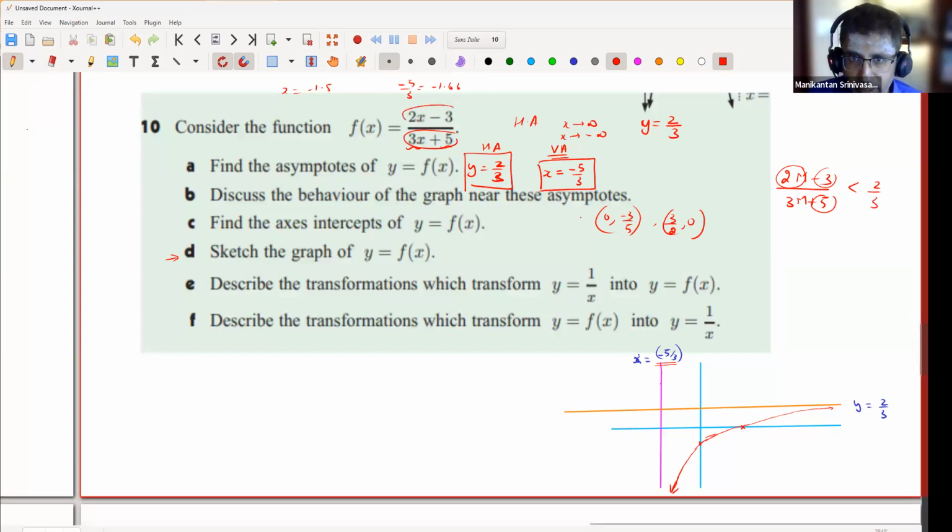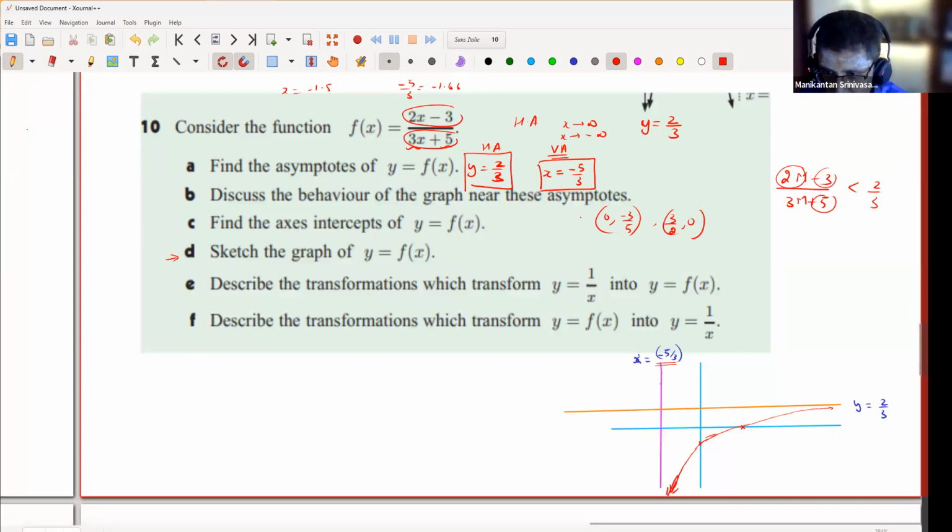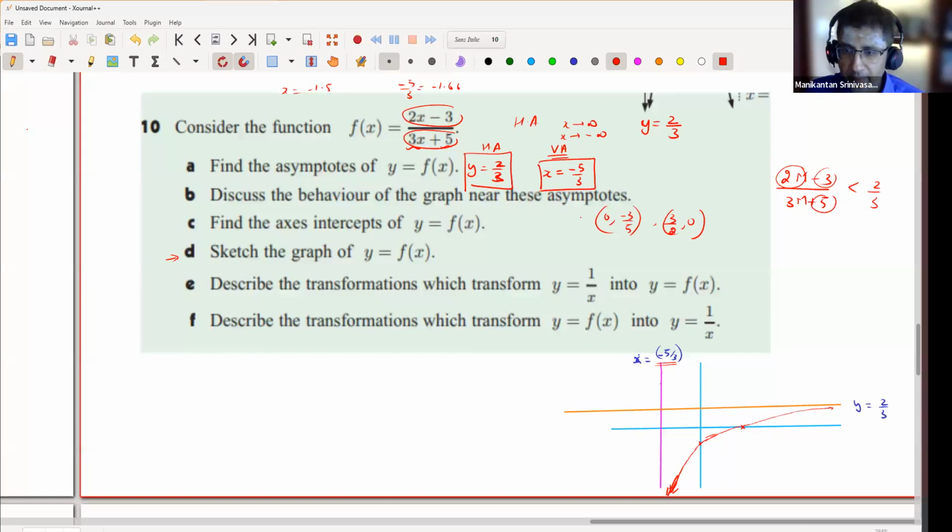And what about the numerator? X is -5/3, and -3 will further bring it down. Therefore, the numerator is negative. Overall, negative upon positive is negative, and we know the denominator is a small positive quantity. Therefore, it's approaching -infinity, as I've shown here. On the other side of -5/3, the numerator is not going to change much. It'll be the same quantity.